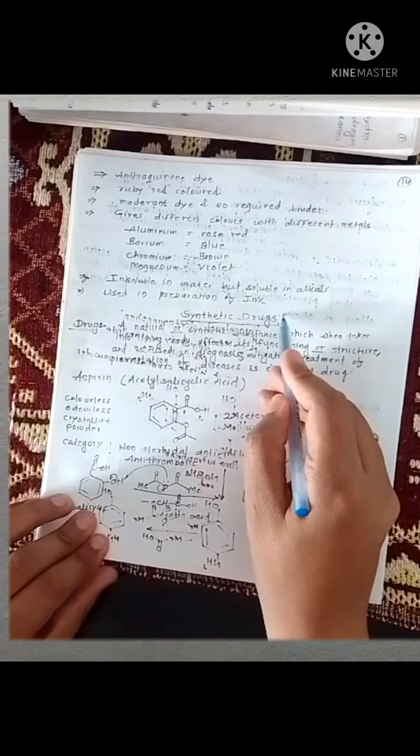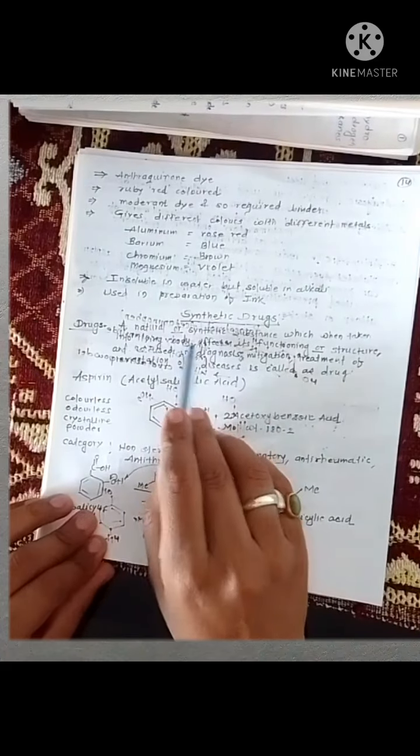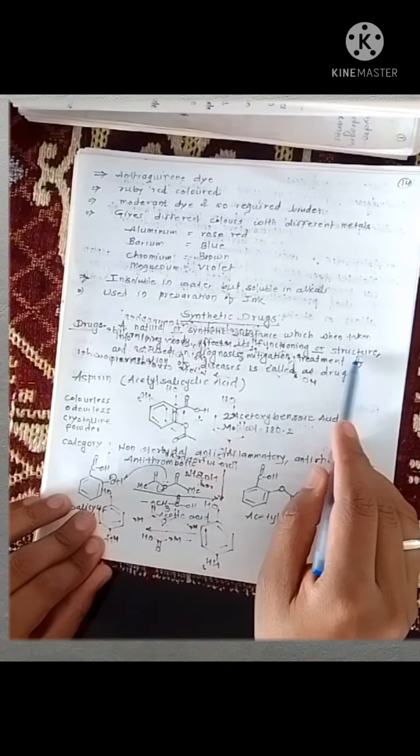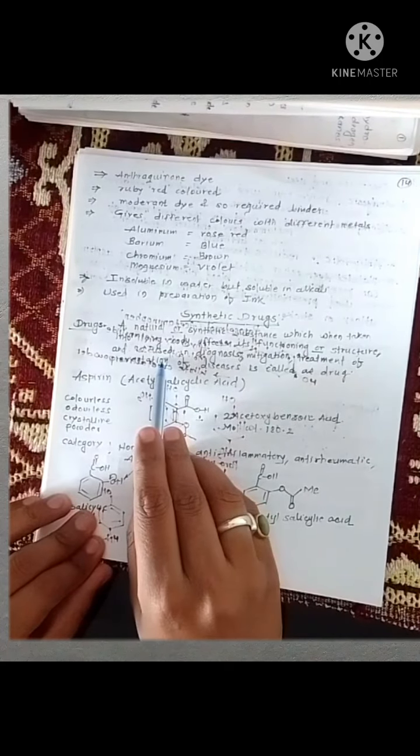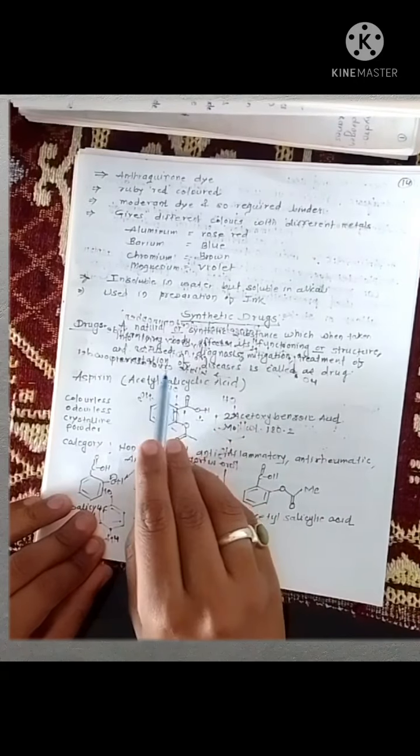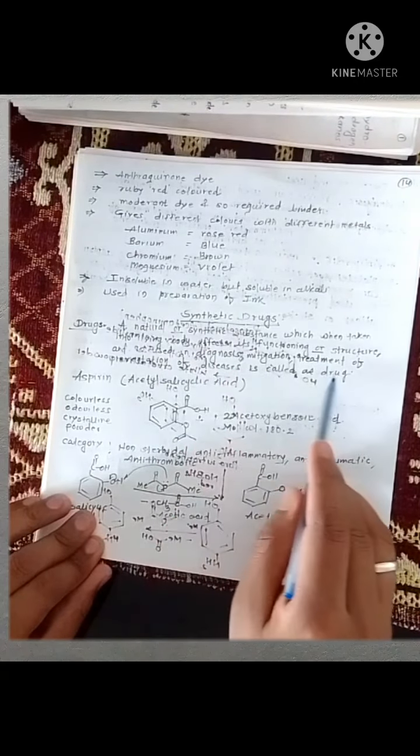Now we are going to see synthetic drugs. First of all, what is a drug? A natural or synthetic substance which, when taken into a living body, affects its functioning or structure and is used in diagnosis, mitigation, treatment or prevention of disease is called a drug.